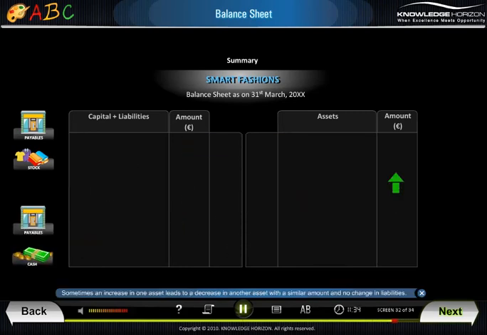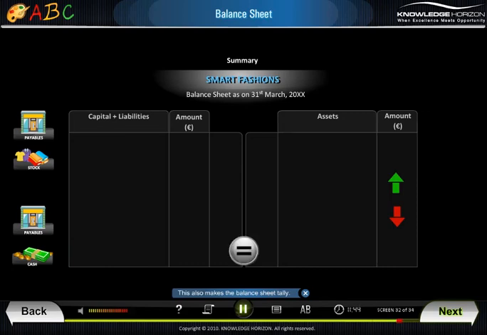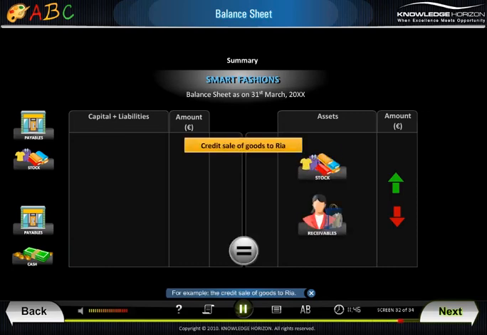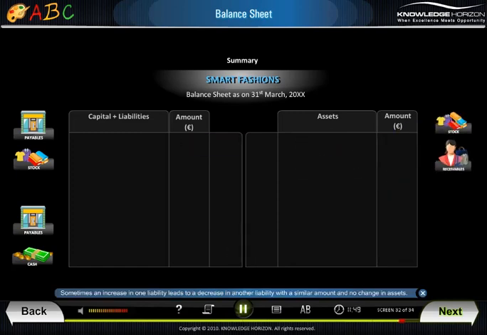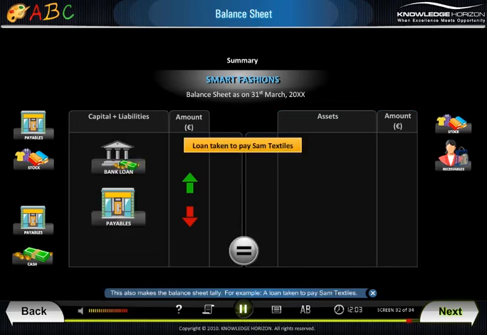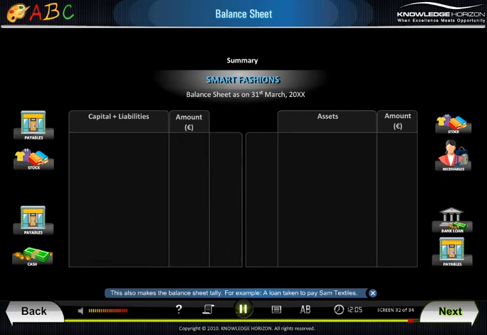Sometimes an increase in one asset leads to a decrease in another asset with a similar amount and no change in liabilities. This also makes the balance sheet tally. For example, the credit sale of goods to RIA. Sometimes an increase in one liability leads to a decrease in another liability with a similar amount and no change in assets. This also makes the balance sheet tally. For example, a loan taken to pay Sam Textiles.